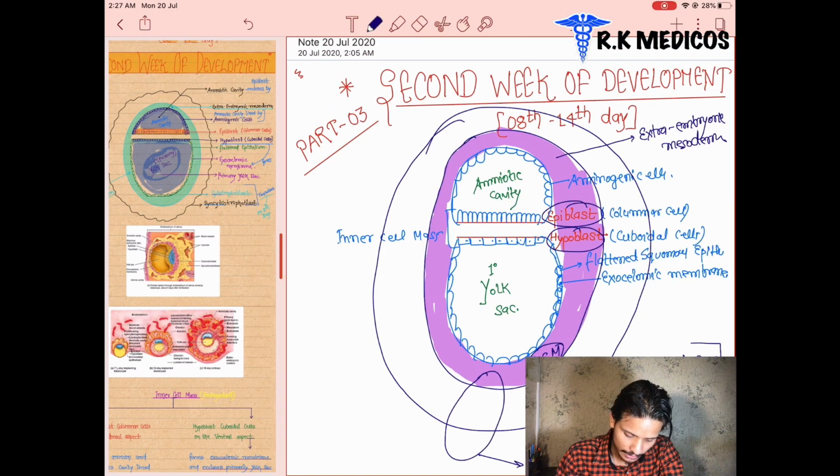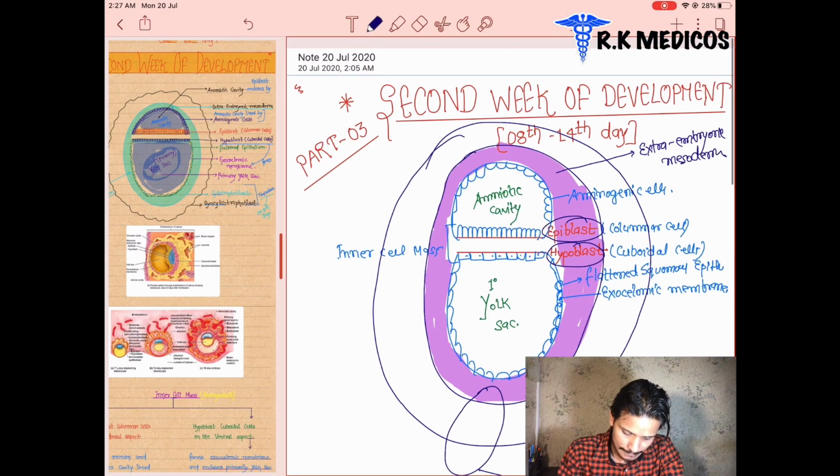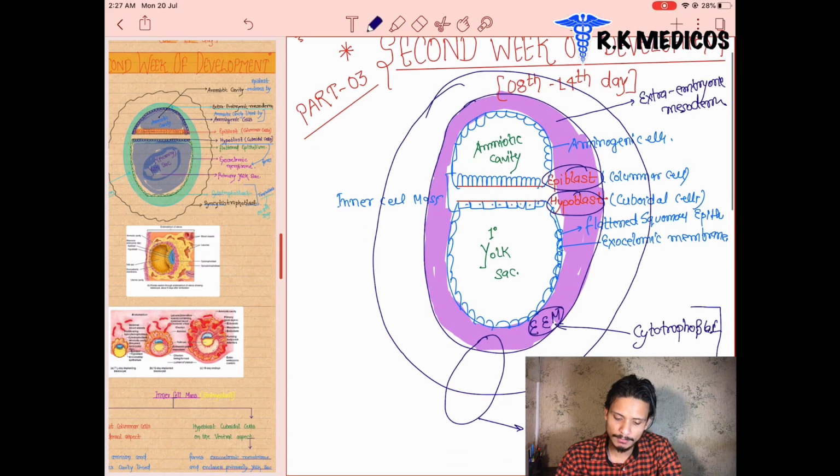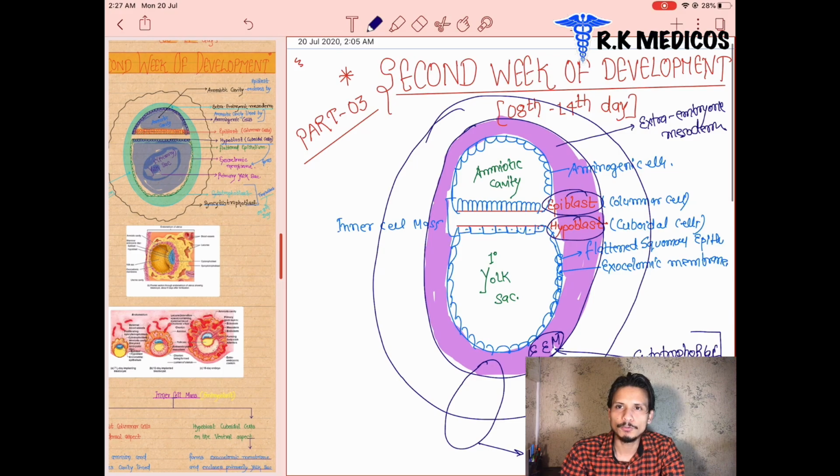And in the next phase we are going to see where the amniotic cavity is present, it is enclosed. The yolk sac is present, it is also enclosed. Now the primary yolk sac is okay. So this is the structure we are going to discuss in detail. This is the development in the second week of the human embryo.